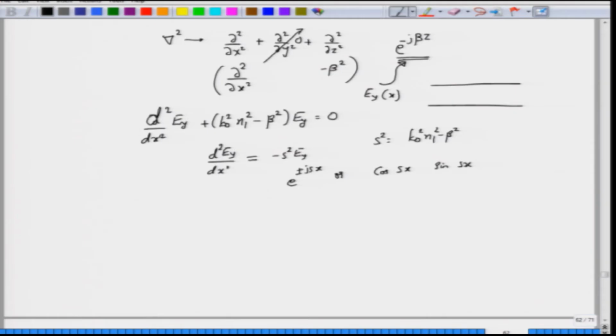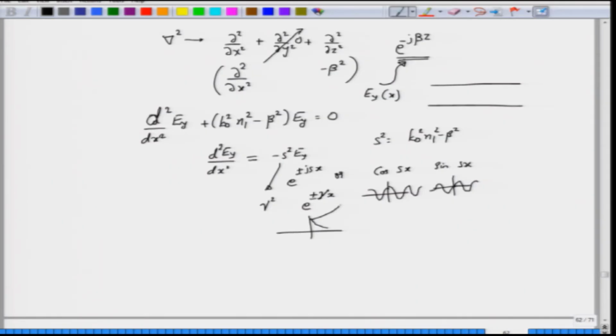If s square were to be negative, that is when beta square is actually greater than k0 square n1 square, then this would be a positive quantity which we will call some gamma square, and the solutions would have been e to the power plus or minus gamma x. The nature of these two solutions is very clear. One of them is an oscillatory solution: a cosine sx would go in this manner, a sin sx would go in this manner, whereas e power plus or minus gamma x, one would be decaying, the other one would be increasing.